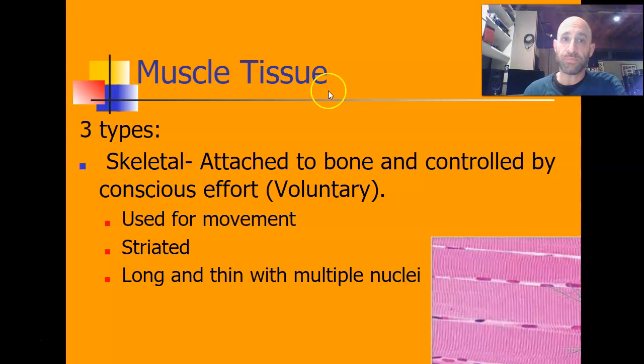So let's get started. Muscle tissue is the 3rd type of tissue found in the human body. And there are actually 3 types of muscle tissue. They have different structures and they have different jobs. The first type that you're probably familiar with when I speak of muscle tissue is called skeletal muscle. What makes skeletal muscle unique is it's the only one that you can control. It is a voluntary tissue, meaning you control it with conscious effort.